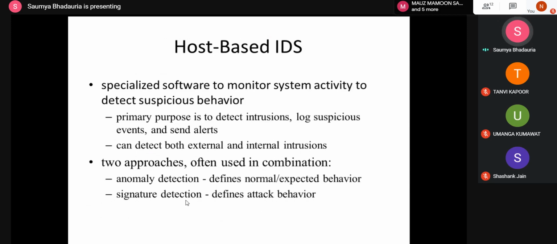Now there are two common approaches involved in analyzing user behavior and categorizing that behavior as normal user behavior and attacker behavior. This is not just limited to host-based IDS. Both of the approaches mentioned here can be used in either type of IDS. These two are just the analysis approaches. The first analysis approach is anomaly detection.